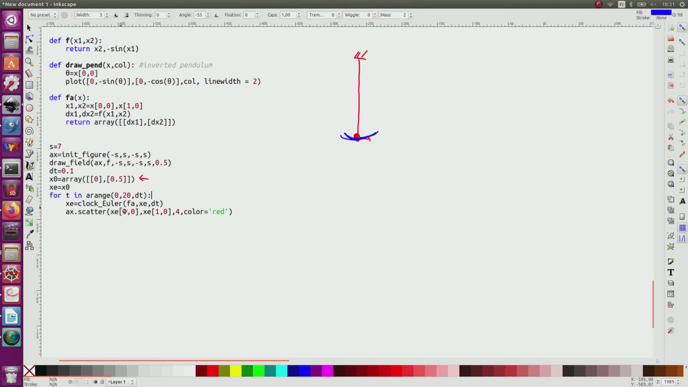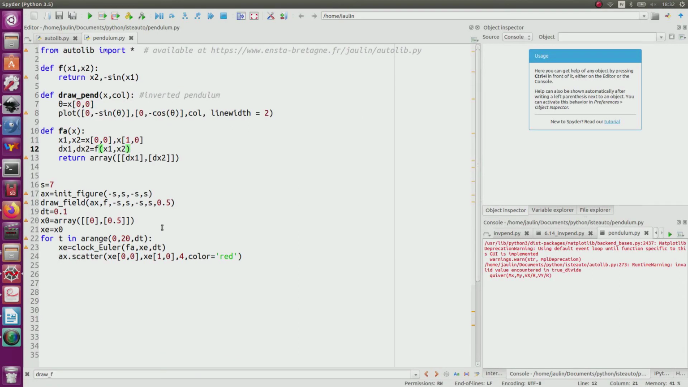And fa corresponds to the same as f, but f has an input tuple and returns a tuple of two floats, whereas here I want a function fa, like array, which takes as input an array, so a vector of the form x1, x2, corresponding to theta and theta dot. I just change the type to make it consistent with the Euler integration. Here I switch to Python.